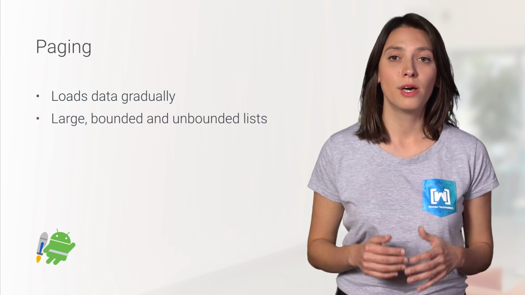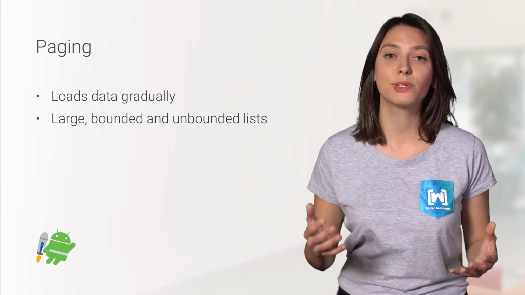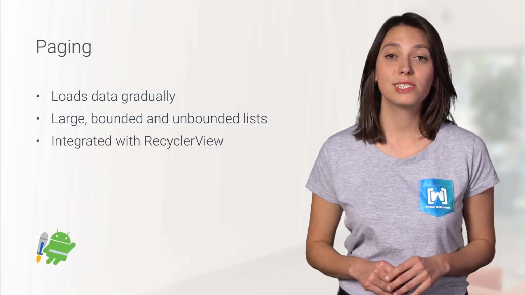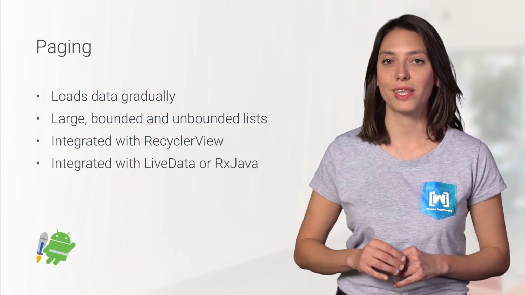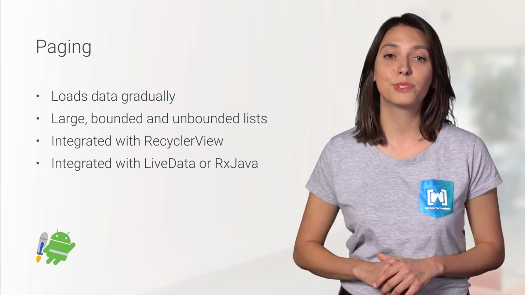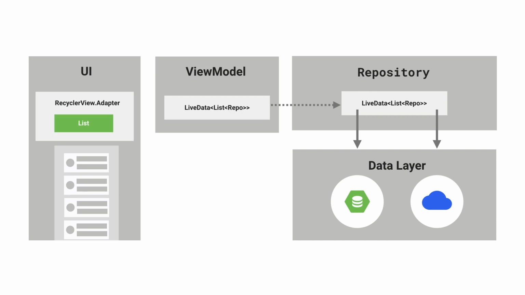The library supports both large but bounded lists, as well as lists of unbounded size, such as continuously updating feeds. It offers integration with RecyclerView, which is typically used to display large datasets and plays nicely with either live data or RxJava for observing new data in your UI. The paging library is based on the idea of sending lists to the UI with a live data of a list that is observed by the RecyclerView adapter. It then builds up on this idea by adding paging, so you can load content gradually. Let's go over the main components of the library and see how they fit in your app's architecture.